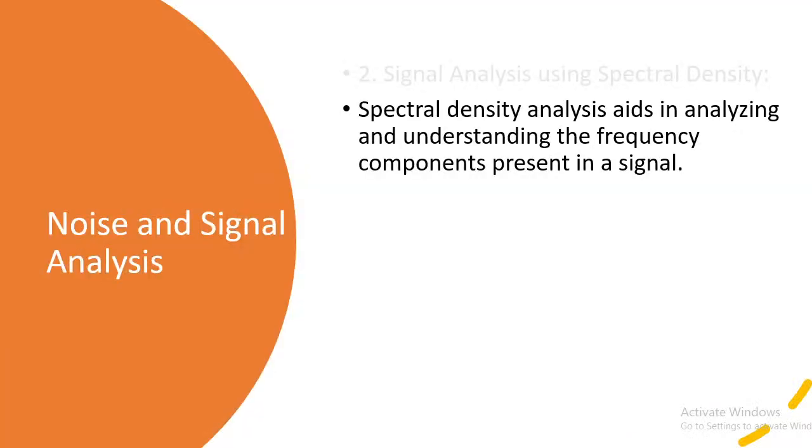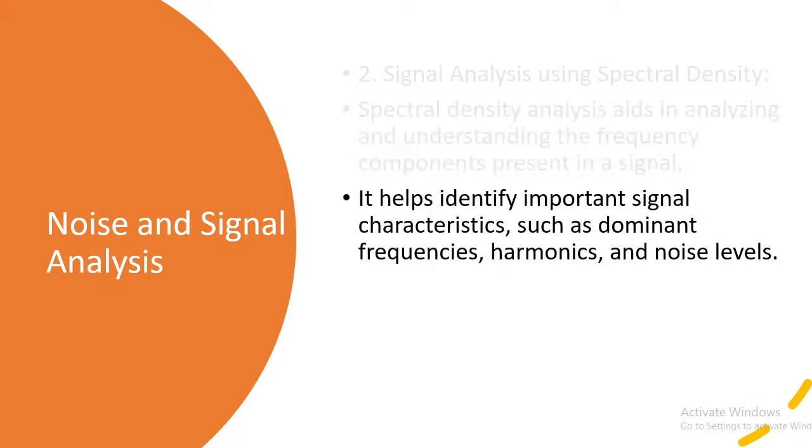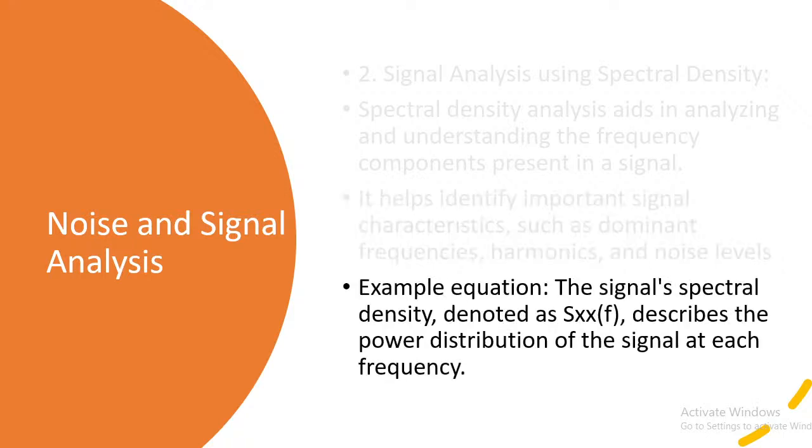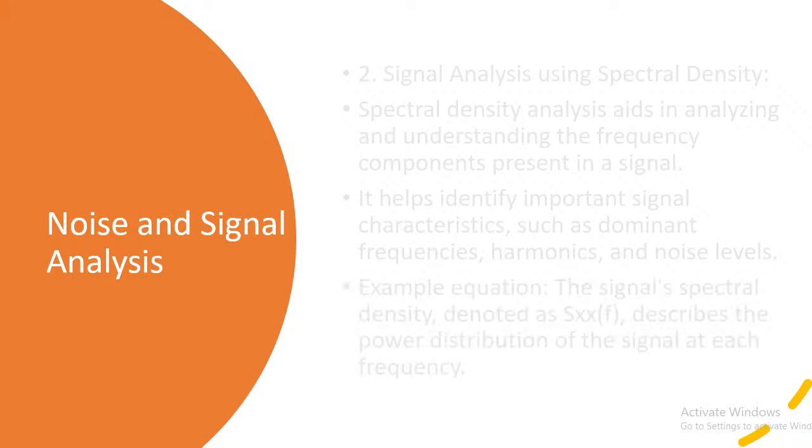Signal analysis using spectral density. They aid in analyzing and understanding the frequency components present in the signal. Helps in identifying important signal characteristics like dominant frequencies, harmonics, noise levels, etc. Next. So you can find it using S_XX, which is the spectral density. Next.